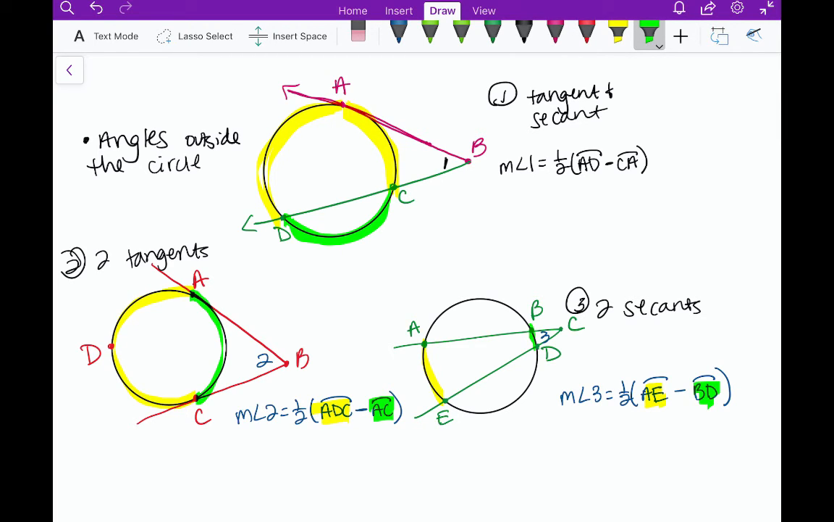We will be applying these theorems in class. Please make sure you understand them and how I got them.